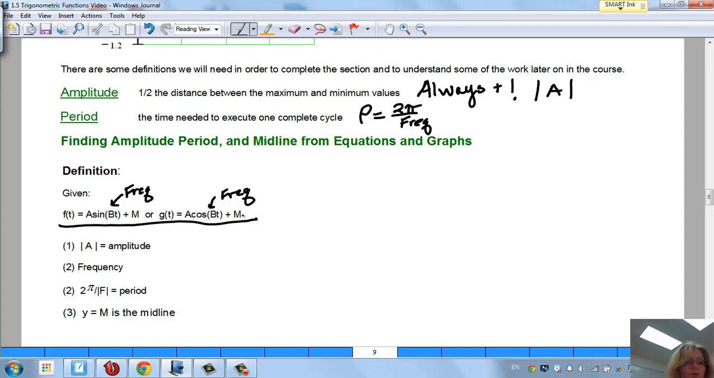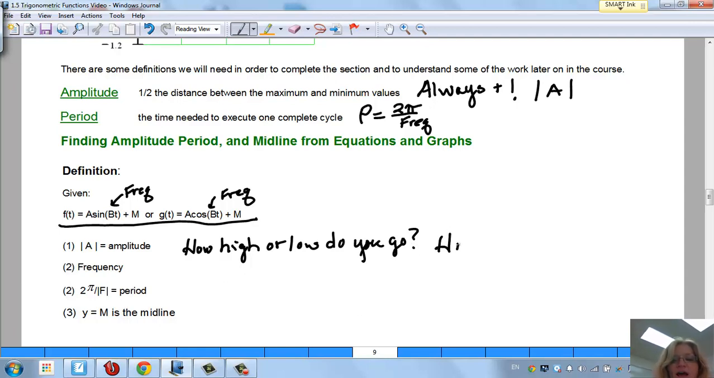All right, so here I've got them stacked and racked, and this is exactly how I want you to do it. Amplitude first. Amplitude is how high or low do you go? That is the question you ask yourself for amplitude. The formula you use is high minus your midline, or you can say your midline minus your low. So there's how you find your amplitude.